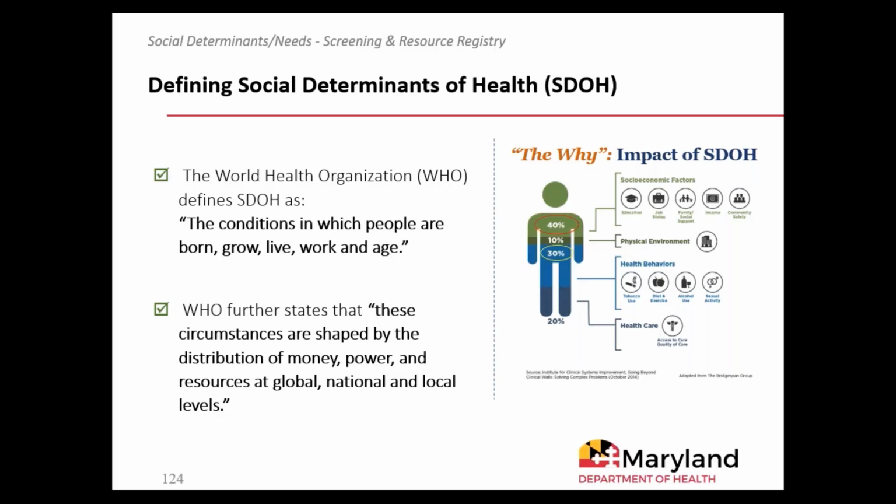So what impacts do social determinants of health have on the health of a patient? Let's take a look at this guy over to the right. Notice the factors contributing to his genetic makeup. 40% of his life is impacted by socioeconomic factors, 10% is affected by his physical environment, 30% by health behaviors, and only 20% affected by healthcare.